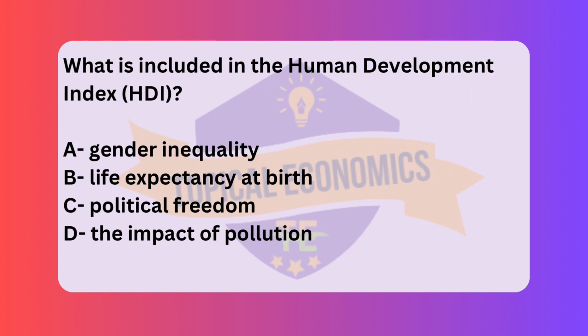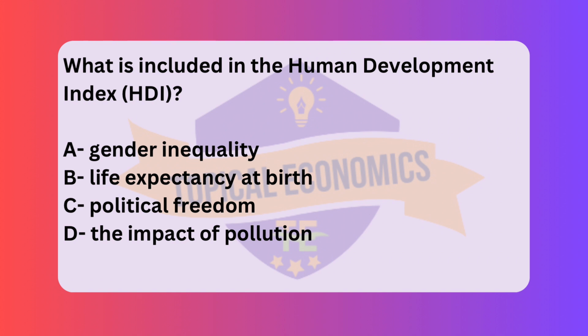Moving to the 17th question. What is included in the Human Development Index, HDI? A. Gender inequality. B. Life expectancy at birth. C. Political freedom. D. The impact of pollution. This question is from year 2019 May-June version 3.